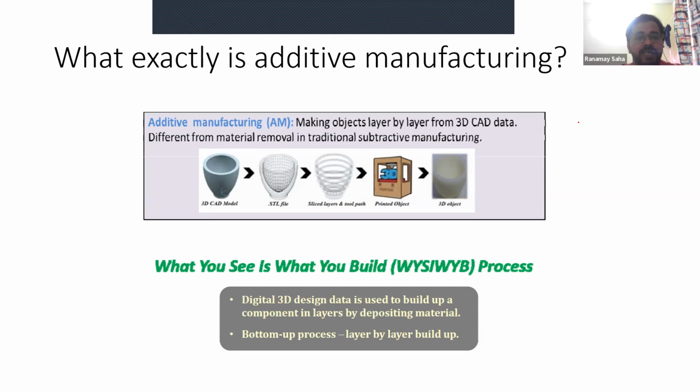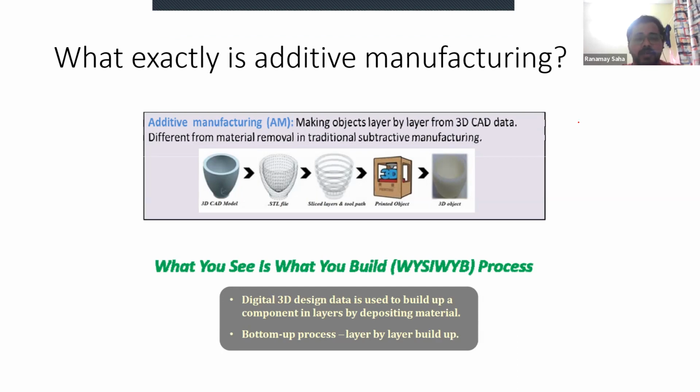So, what exactly is additive manufacturing? As most of you have heard about 3D printing and additive manufacturing related concepts. Additive manufacturing is actually related to making objects layer by layer from 3D CAD data. Okay, so it is different from material removal in traditional subtractive manufacturing processes.